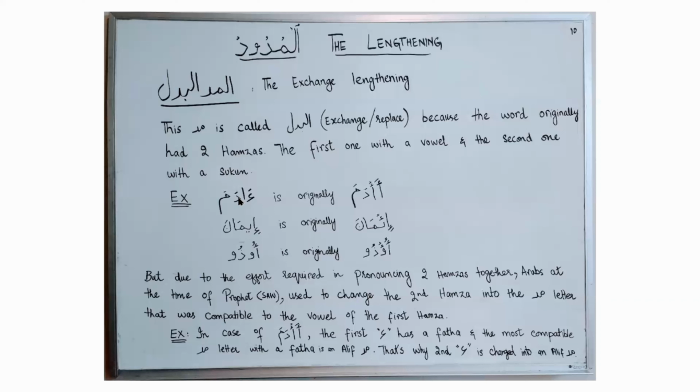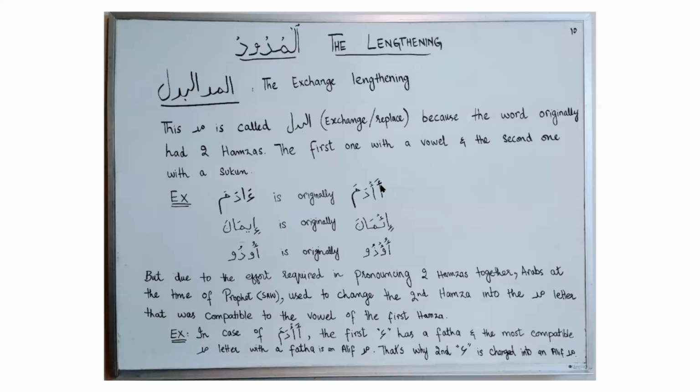And we can see some examples here. The word that we recite now as Adama is originally like this. There are two hamzas. The first hamza has a fatha and the next hamza is sakin. So the original word is A'dama. But due to the effort required to pronounce two hamzas together, the Arabs would pronounce it by changing the second hamza into the most suitable mad letter. And the mad letter will be decided by the vowel of the first hamza.